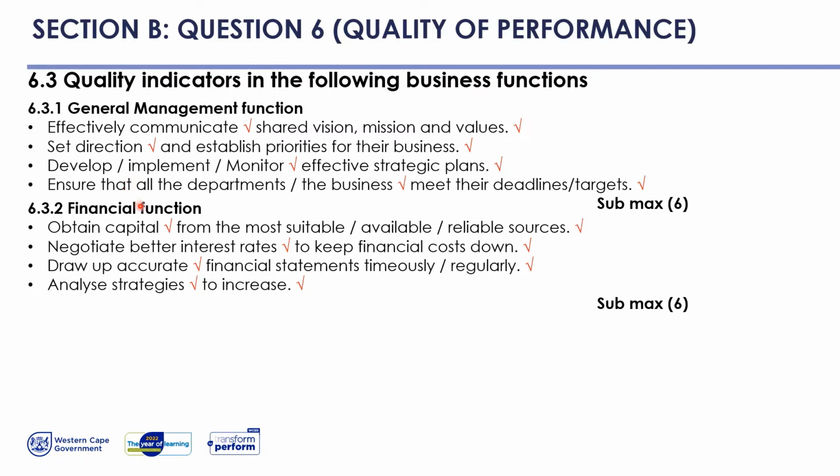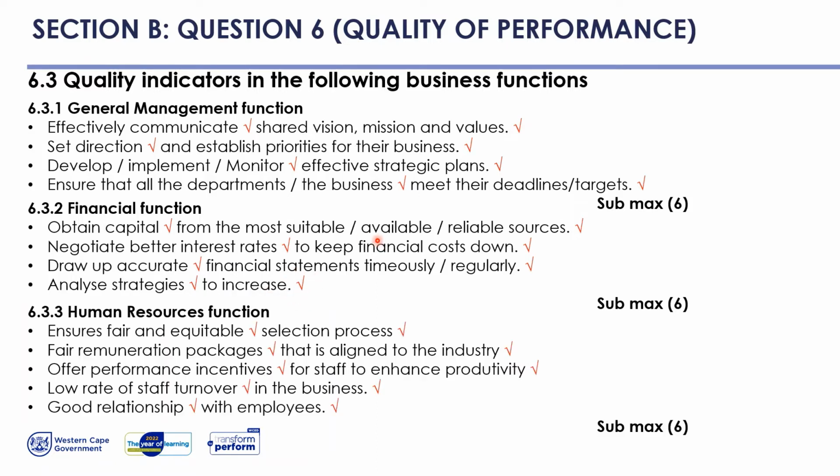For the financial function, if we were looking for quality within that function, they would be able to obtain capital from where? From the most suitable or available or reliable sources. They would also be able to negotiate better interest rates in order to keep the financial costs down. If there was an indication of quality in the financial function, they would also be able to draw up accurate financial statements timeously and also regularly. They would also be able to analyze strategies to increase the finances, or the cash flow or the profit of the business.